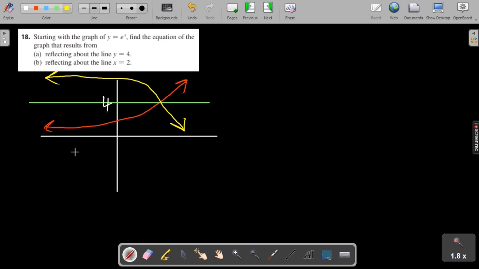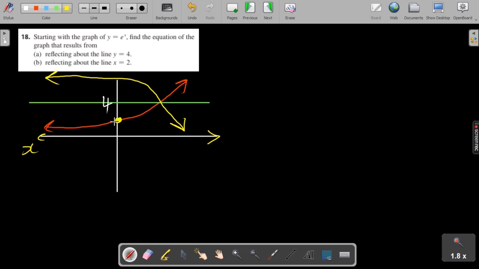But instead of now having the x-axis as our line which we reflect about, we're reflecting about the green line. So that's the only difference. So this green line is a mirror. It's our new mirror which we use to reflect, and the distance between the graph and it should be the same even on the other side.